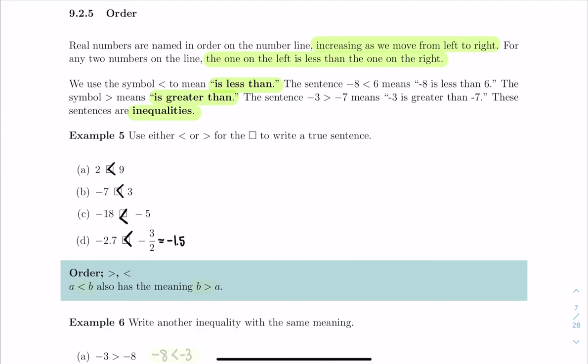And just as a side note, A is less than B also has the same meaning as B is greater than A. The gator mouth is opening to the B in both scenarios.